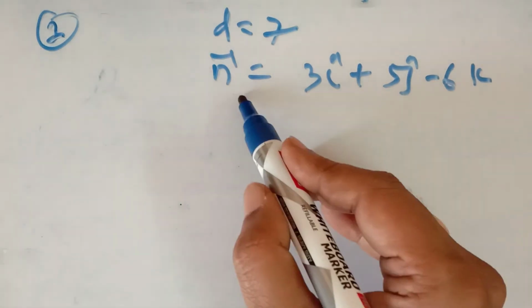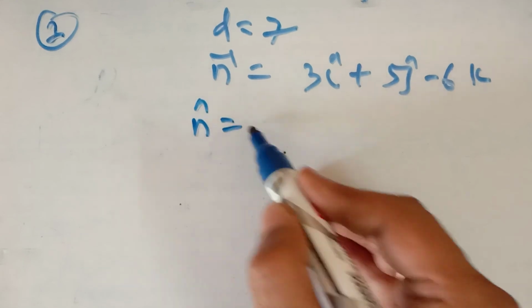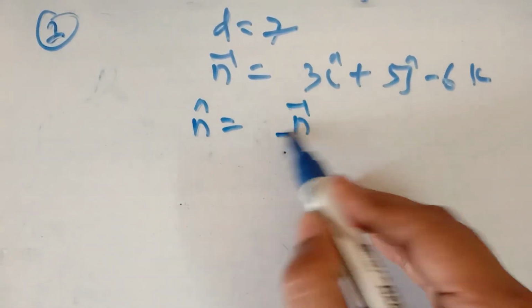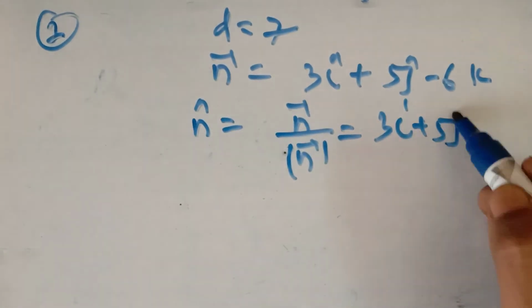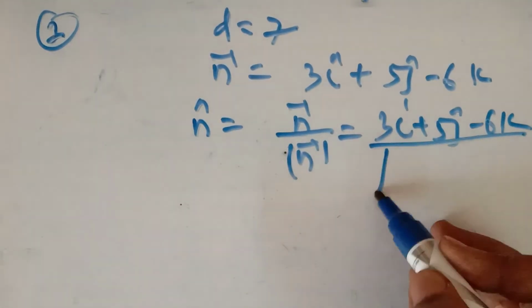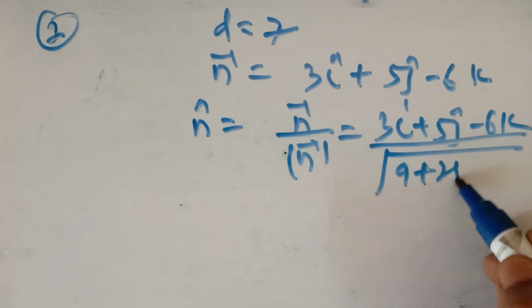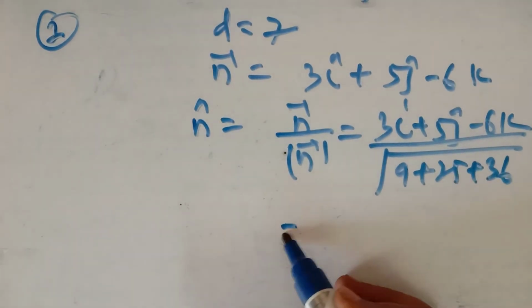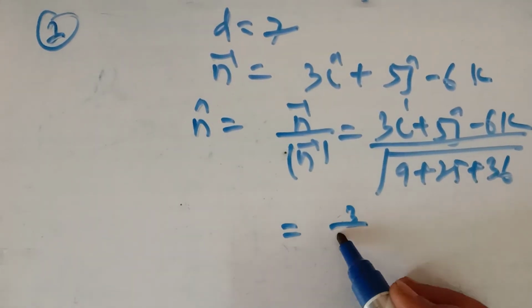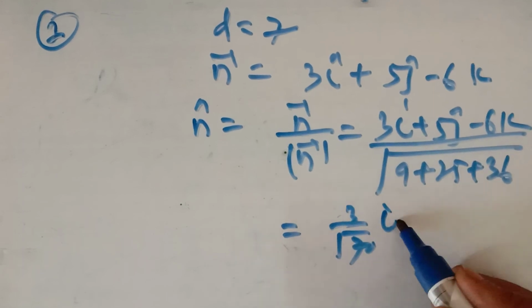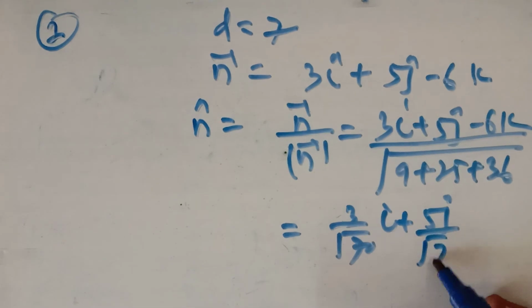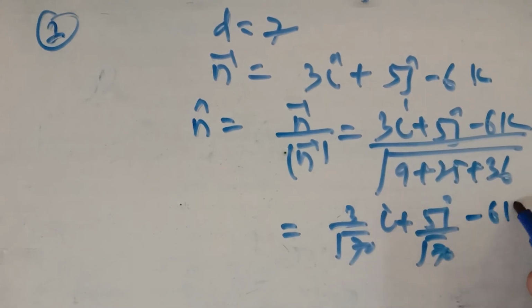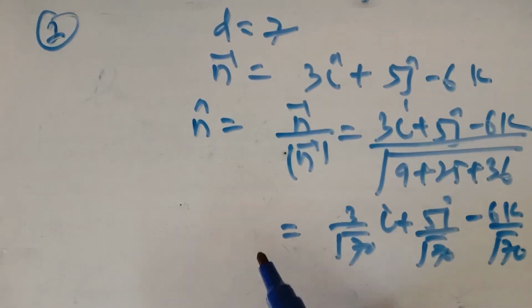Now because this is a normal vector, we have to find the n cap normal vector. So it will be vector divided by the modulus of this vector. So it will be 3i plus 5j minus 6k upon under root a square plus b square plus c square, which is coming out to be 3 upon root 70 i plus 5j upon root 70 minus 6k upon root 70. ये तो normal vector हो गया.